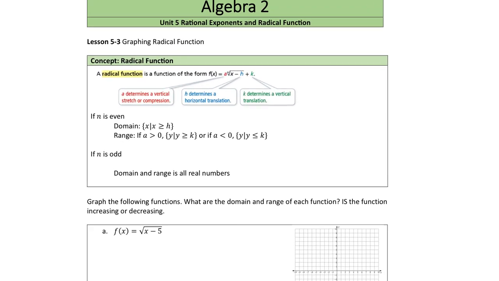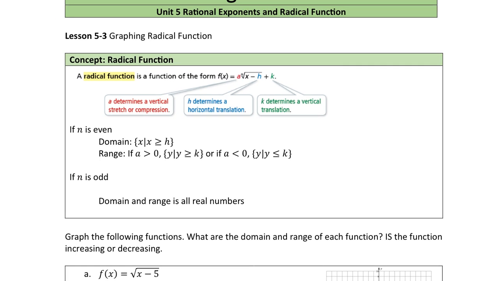In this video, we're going to go on graphing a radical function. Remember that a function is a relationship where for every x, there's exactly one y. For every independent variable, there's exactly one dependent variable. So a radical function, of course, is going to have one radical. In A, determine a vertical stretch or compression.